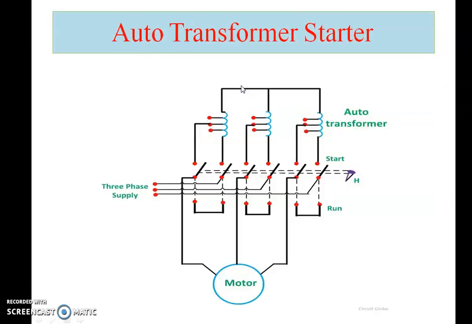So we will move towards the second one, regarding auto transformer starters. The basic funda related to any starter is to reduce the current only.